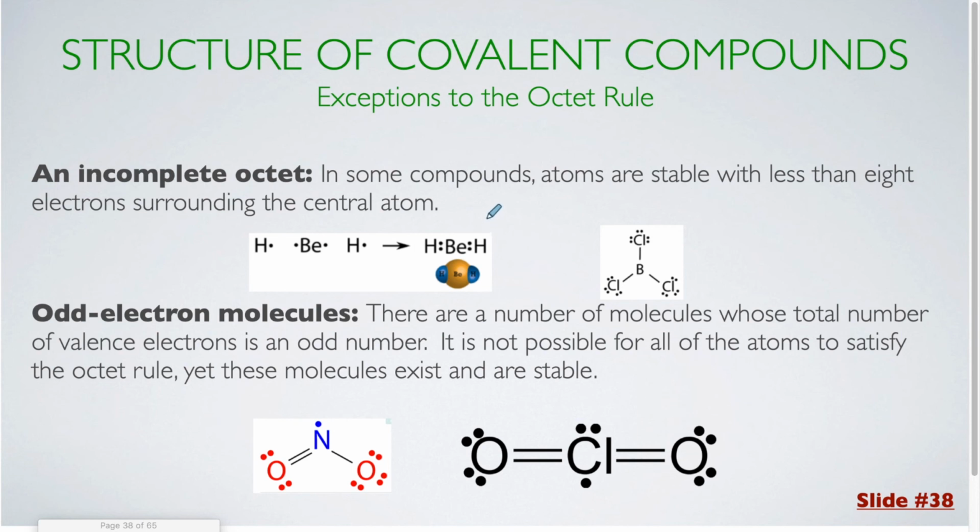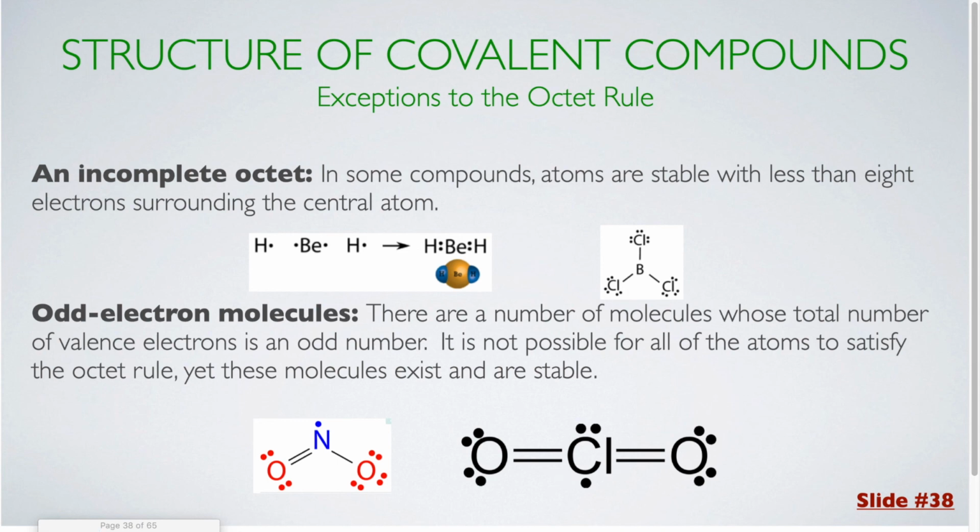You can also have compounds which have an odd number of electrons. There are a number of molecules whose total number of valence electrons is an odd number. It is not possible for all of the atoms to follow the octet rule, yet these molecules still exist and are stable. Examples of this are NO2 and O2Cl.